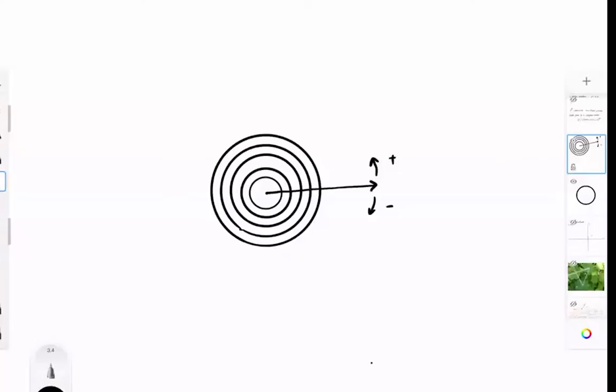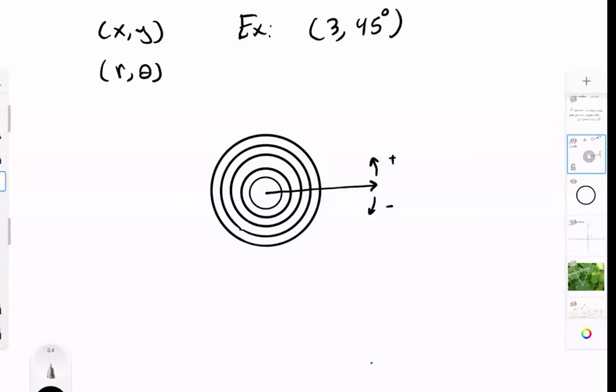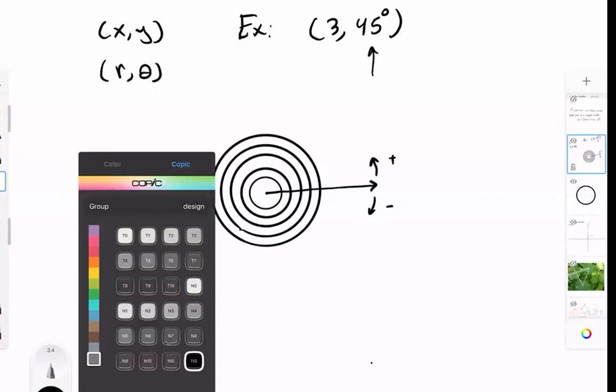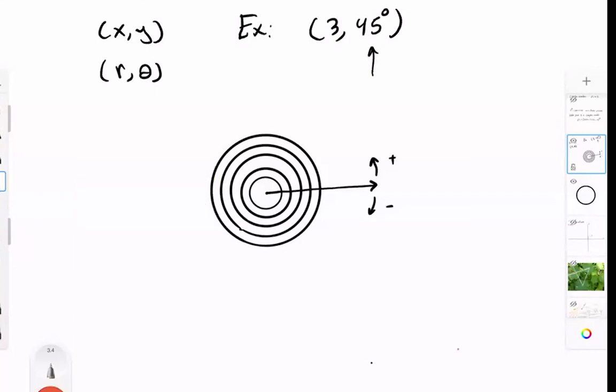Polar coordinates usually have, I mean, the rectangular has x and y, but polar coordinates have r and theta. For example, 3, 45 degrees. If I ask you guys to plot this, so when you see a degree here, that means we're not able to make that in the rectangular form. This is 90 degrees or pi half. This is pi, and this is 3 pi half, and this is 2 pi. So 45 will be here. So this is 45 degrees.